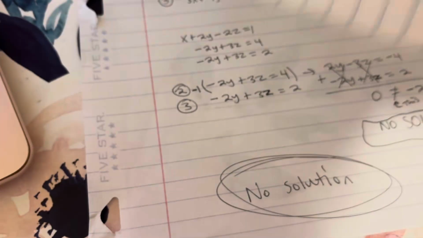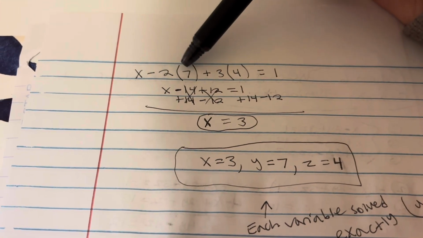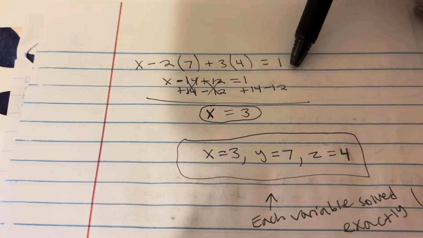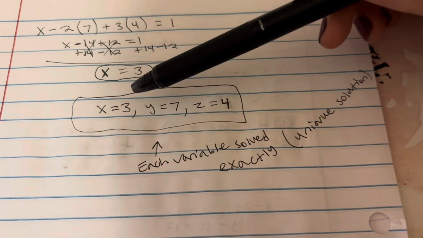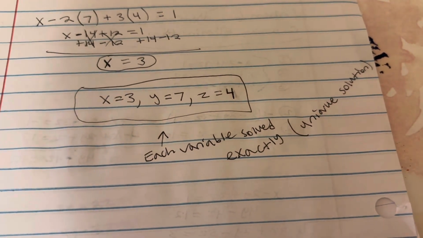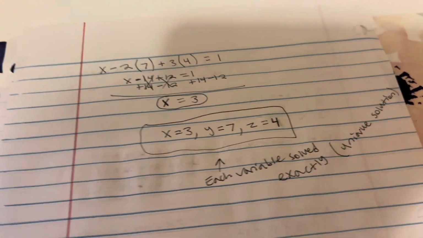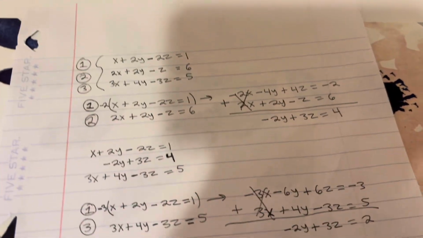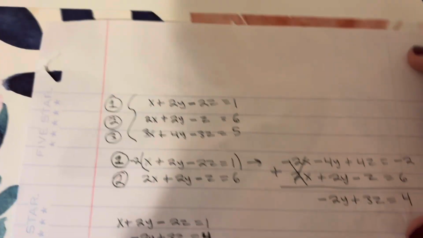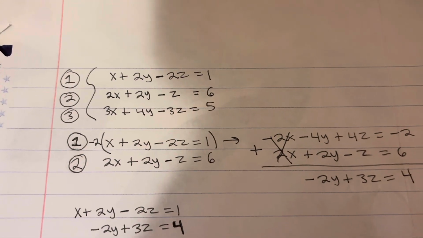We know z equals 4. And lastly, to find x, all we have to do is input it in the first equation. So we input y and z, so x minus 2 times 7 plus 3 times 4 equals 1. And we get x equals 3. And so we get x equals 3, y equals 7, z equals 4. In this problem, each variable is solved exactly. We have a unique solution. But the next problem that I'm about to discuss is going to be a bit different, actually a lot different. And we get a different result and different answer at the end.